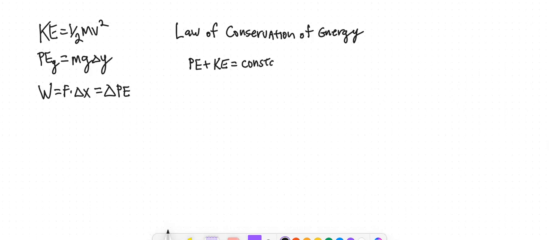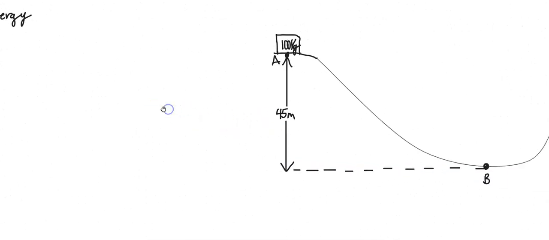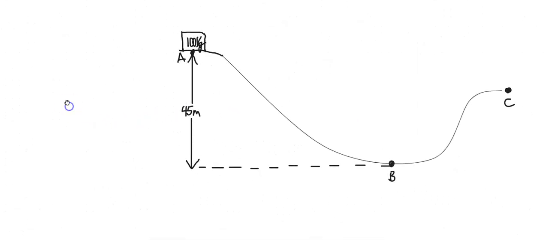Now, in reality, we know that we're going to lose some energy, probably as friction, or there's going to be wind resistance or something. But in our problems, we're going to pretend we're in that perfect world where there is none of that. So let's take a look. Here is our problem. I'm going to break this into position A, B, and C.